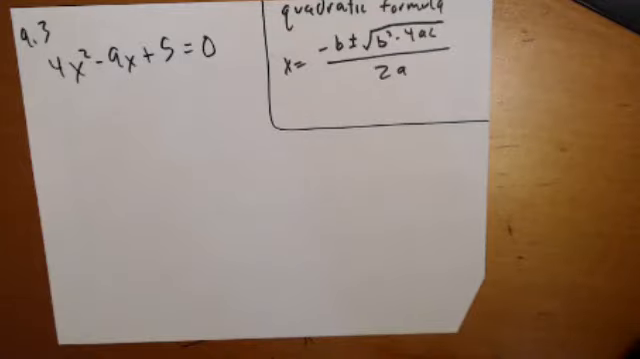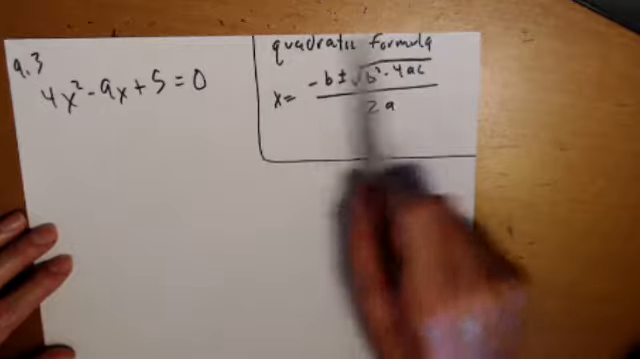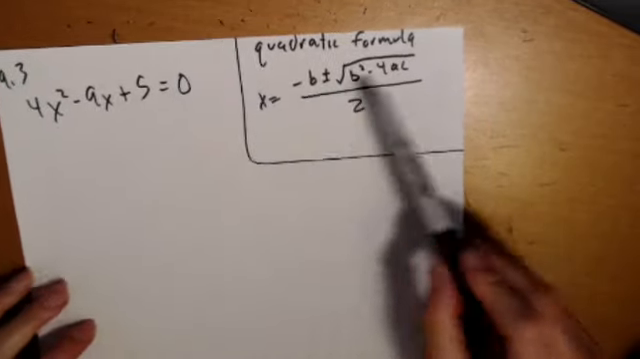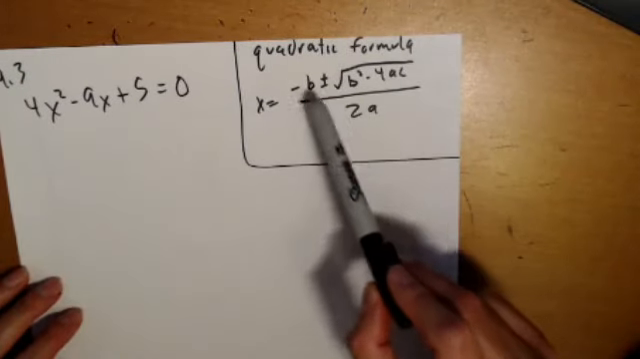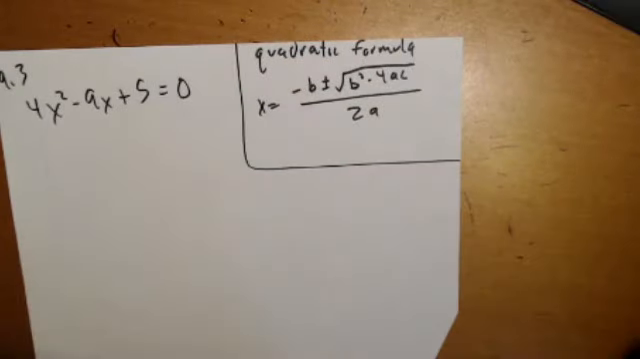Folks, 9.3. 9.3 is all about the quadratic formula. Hopefully you've seen this before. In some math classes, they teach you to sing it to, I think, Pop Goes the Weasel. Negative b plus or minus the square root of b squared minus 4ac, all over 2a. Okay. They make you do that in math teacher school.